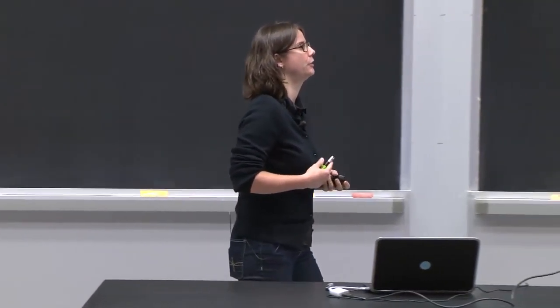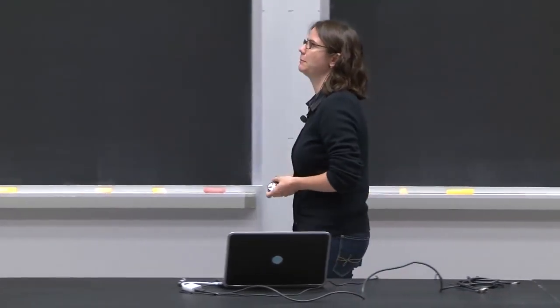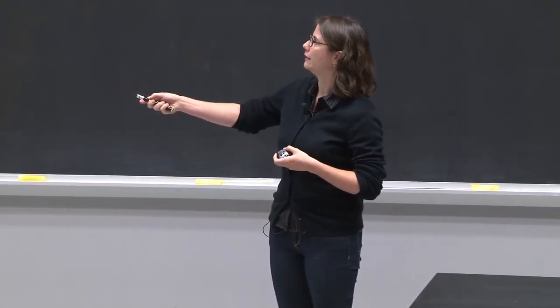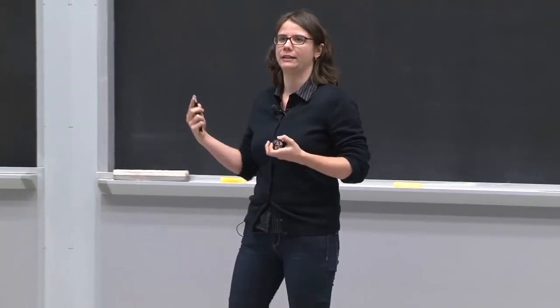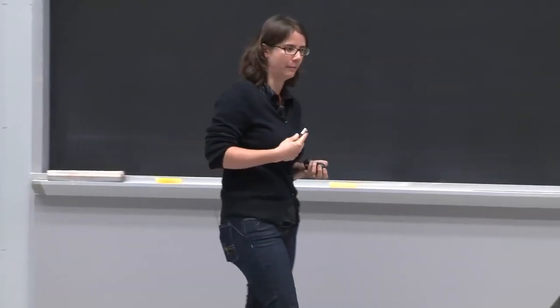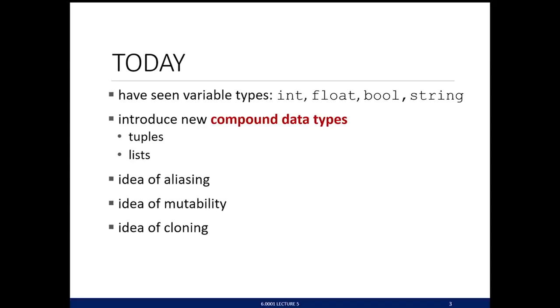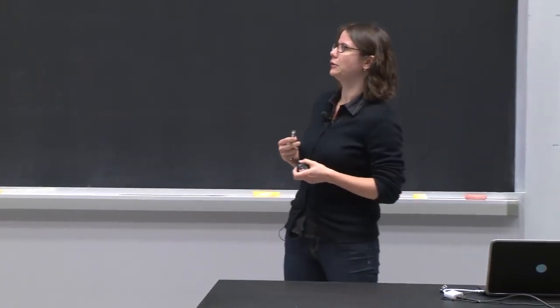So today, we're going to introduce two new data types. And they're called compound data types because they're actually data types that are made up of other data types, particularly ints, floats, booleans, and strings. And actually, not just these, but other data types as well. So that's why they're called compound data types. So we're going to look at a new data type called a tuple, and a new data type called a list. And then we're going to talk about these ideas that come about specifically with lists. All right, so let's go right into tuples.